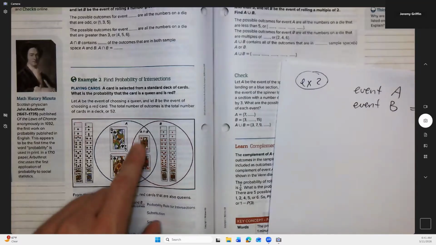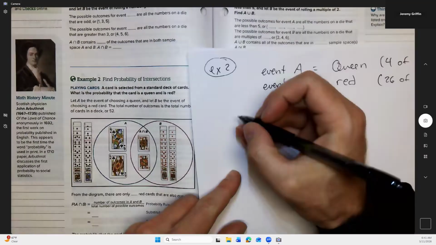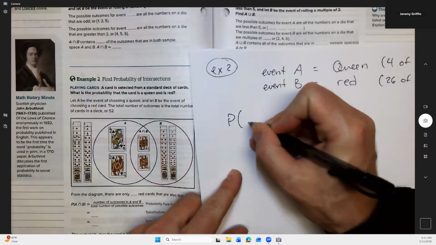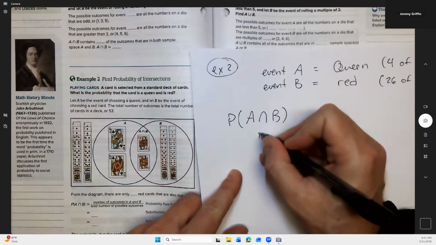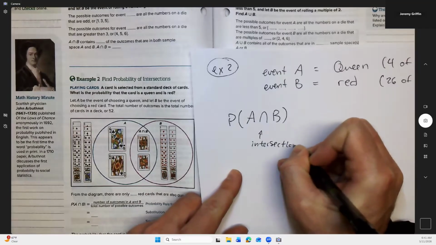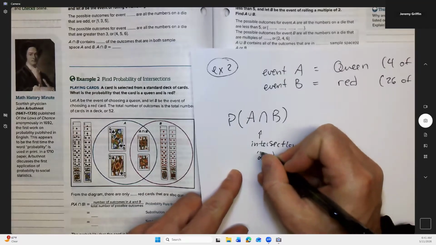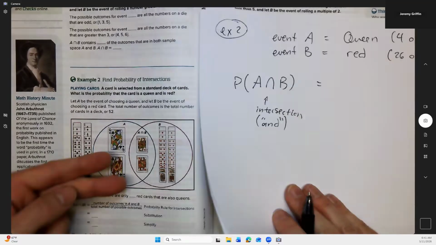Right? That there's only two cards that are both red and queen. Okay? So if I write, what's the probability of A intersection B? Right? So this intersection, remember it means "and", meaning both conditions have to be true. And you can see right here, there's only two cards.